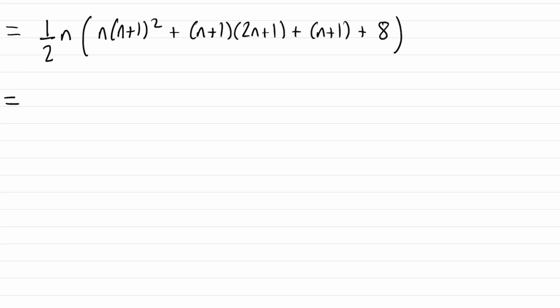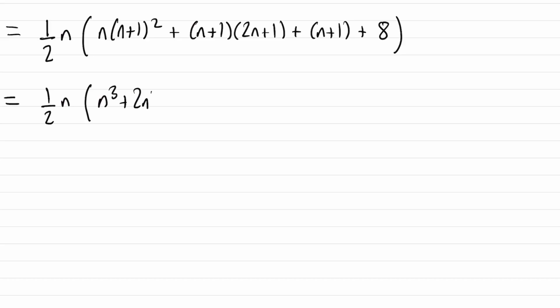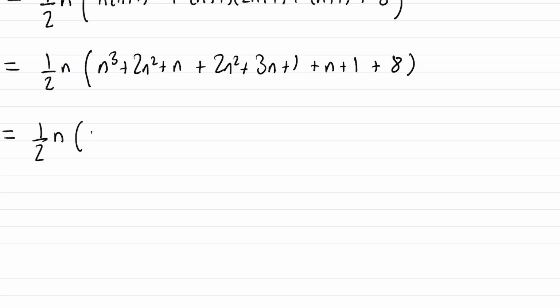Now we just simplify the bit inside the brackets. This is just binomial, but we times by n, so we're just going to add 1 to each power. 2n squared plus n plus 2n, so 3n plus 1. Add the like terms, so n cubed, 2n2, so 4n squared, 1, 3, 1, so 5n, 1, 1 and 8, so plus 10 and done.